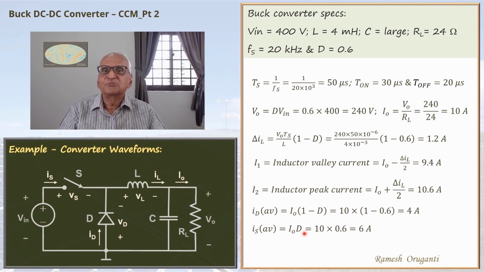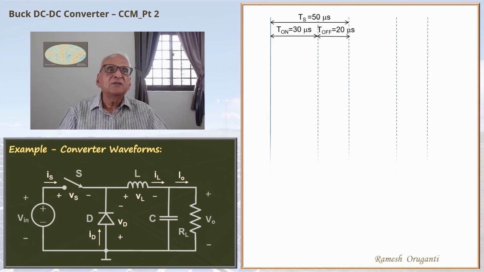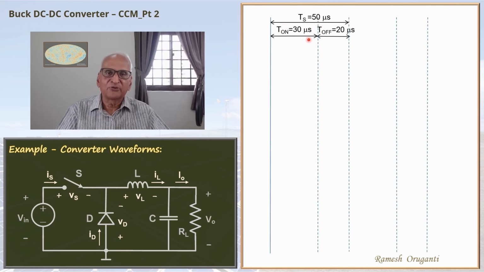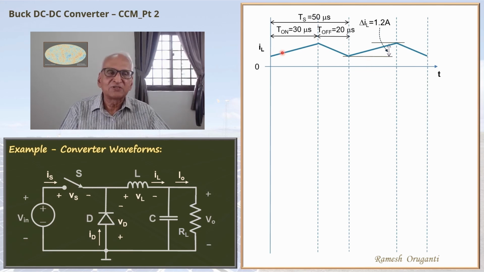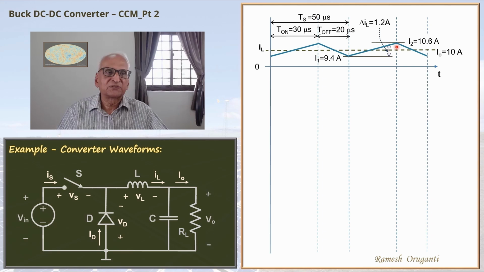Now we will plot the waveforms. The Ts period is 50 microseconds, T on is 30 microseconds, T off is 20 microseconds. The inductor current is as shown. The delta IL we calculated, the peak to peak ripple, is 1.2 amperes. And the average of the inductor current is the output current I0, 10 amperes. The average current is right in the middle of the peak and valley current values. So I1 will be 10 minus 0.6, 9.4 amperes. I2 is 10 plus 0.6, 10.6 amperes.